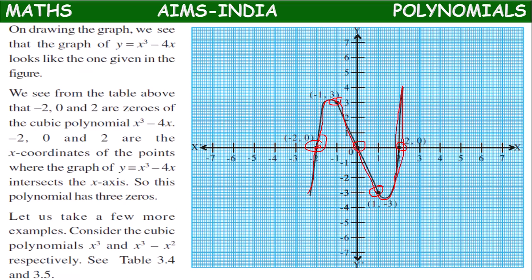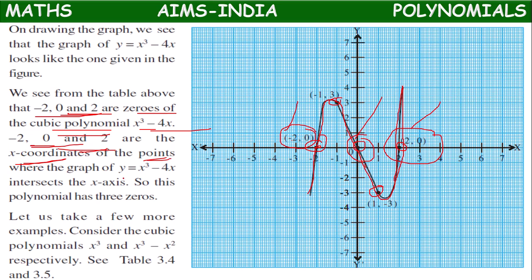It is touching the x-axis at minus 2 comma 0, 0 comma 0, and 2 comma 0. So 3 points whose x values are minus 2, 0, plus 2. So minus 2, 0, plus 2 are the zeros of the cubic polynomial. These are the x coordinates of the points where the graph of y equal to x cube minus 4x intersects the x-axis. So a cubic polynomial can have 3 zeros.